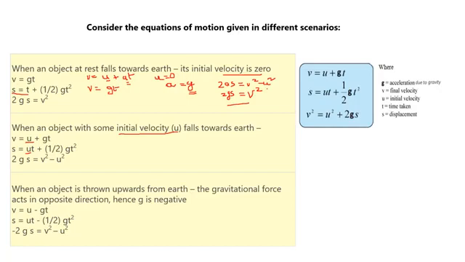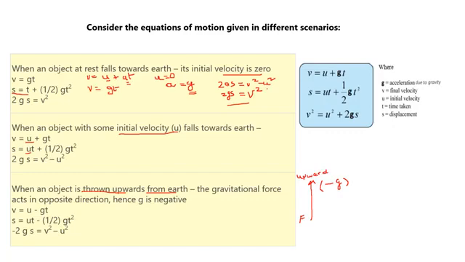And when an object is thrown upward, children, this is very important. When an object is thrown upward from the earth, you are applying a force which is against the gravitational pull. So in this case, g will have a negative value when an object is thrown upward. G will always have a negative value.